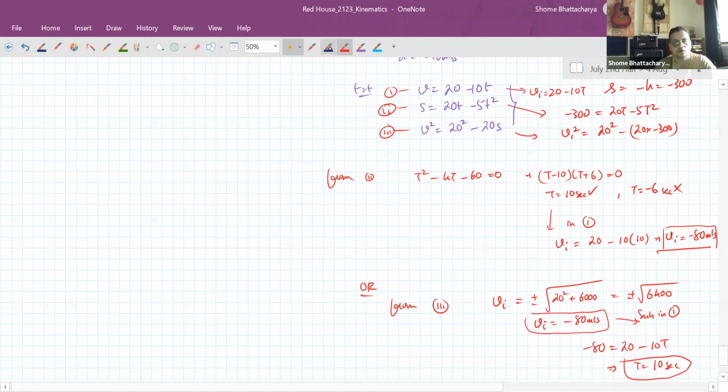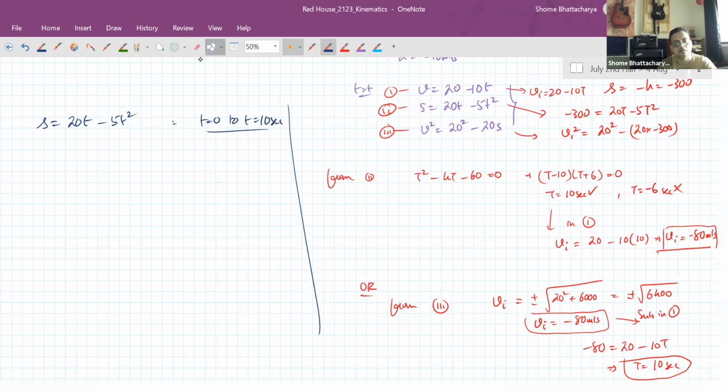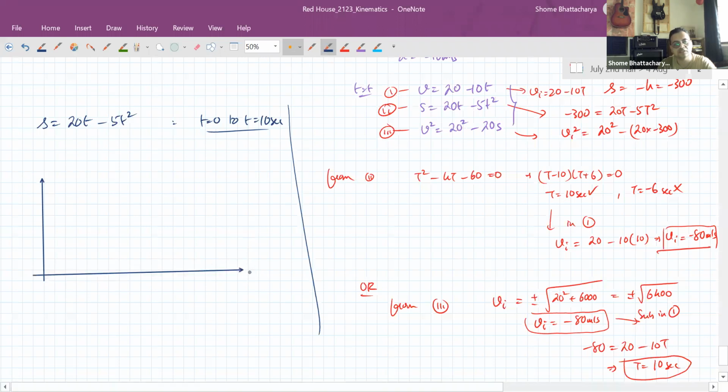Okay. Now let's come to the total distance traveled part. So you can see that displacement as a function of time is 20t minus 5t square. And this is from t equal to 0 to t equal to 10 seconds. So if you think of the displacement time graph, this is the case where the displacement is also becoming negative actually. It's not coming back to the same level and stopping.